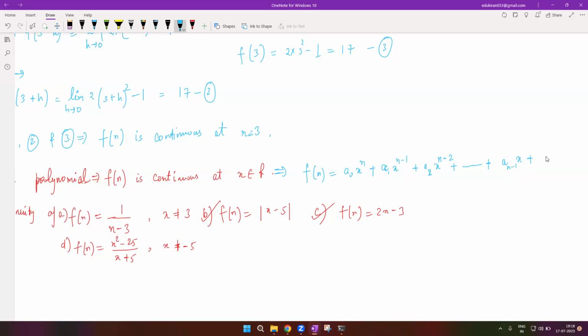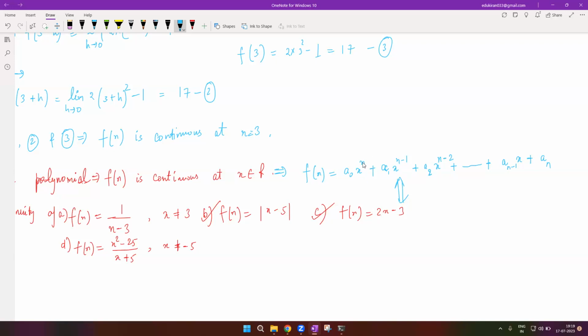Just give me a minute. I'm writing the general expression for a polynomial. So this is the general expression for a polynomial. Every polynomial can be defined in this expression. For example, this is a polynomial: f(x) equals 2x minus 3. So if I compare both of them, the value of n would be 1. The value of a0 would be 2.